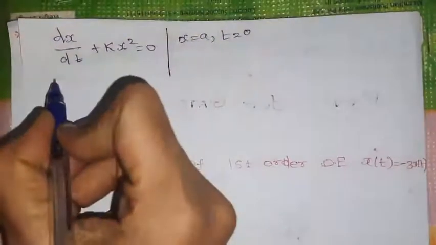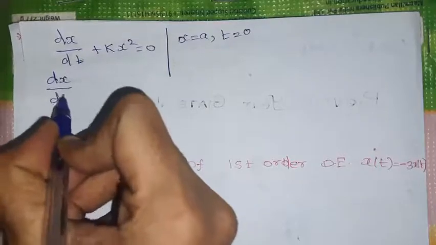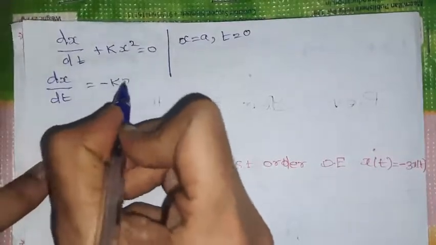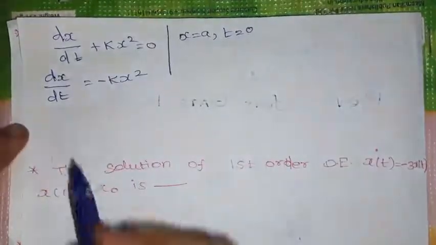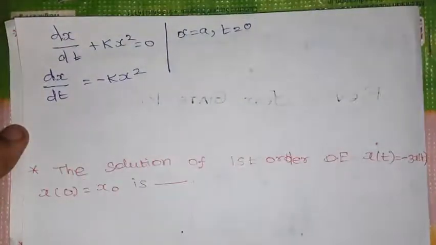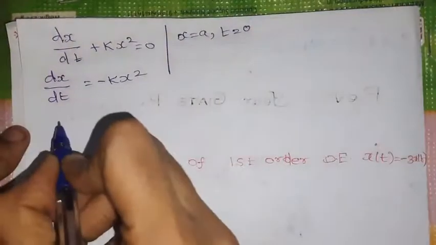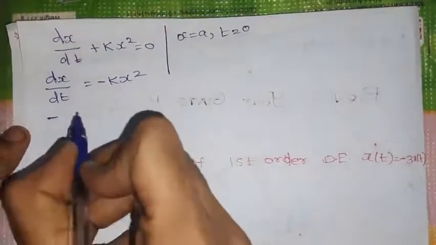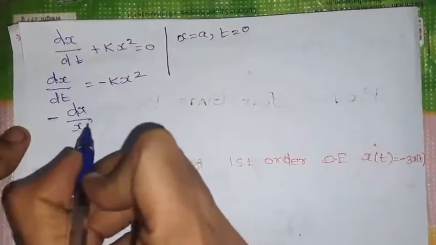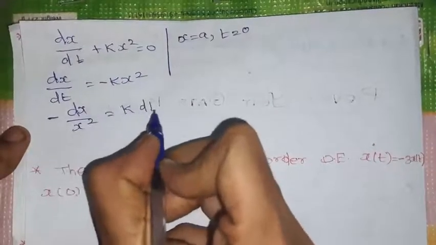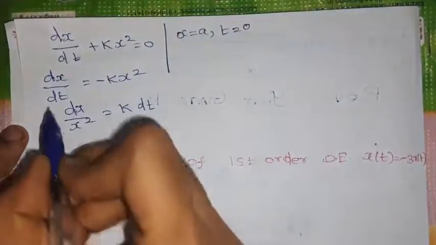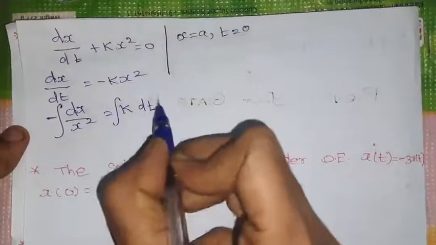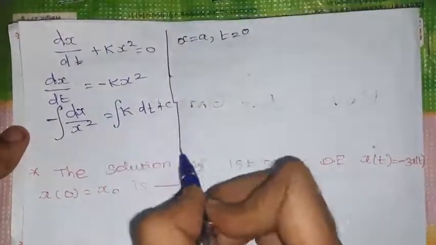From this, dx/dt = -kx². Then it is the variable separable method. Separating the variables, dx on one side and dt on the other side: -dx/x² = k dt. Now we need to integrate on both sides, adding some constant c.